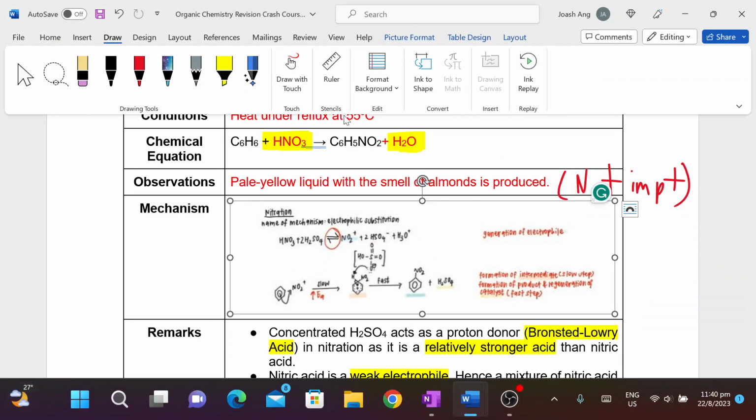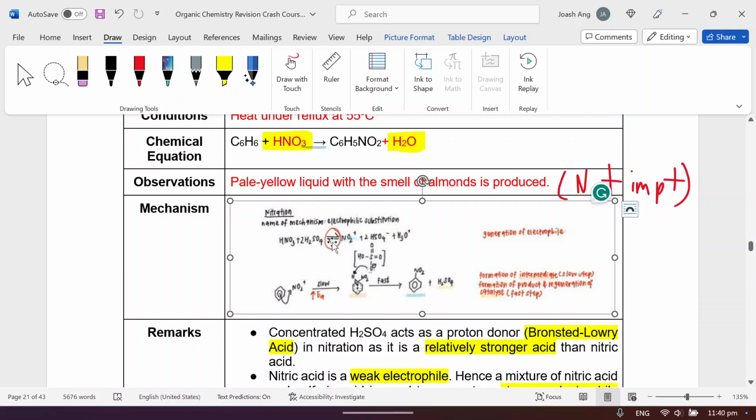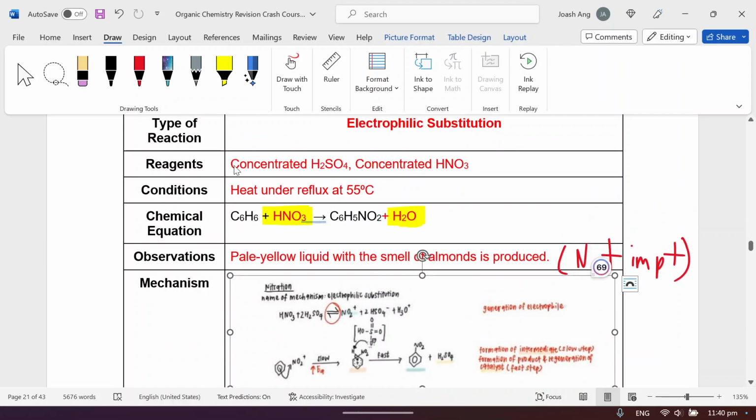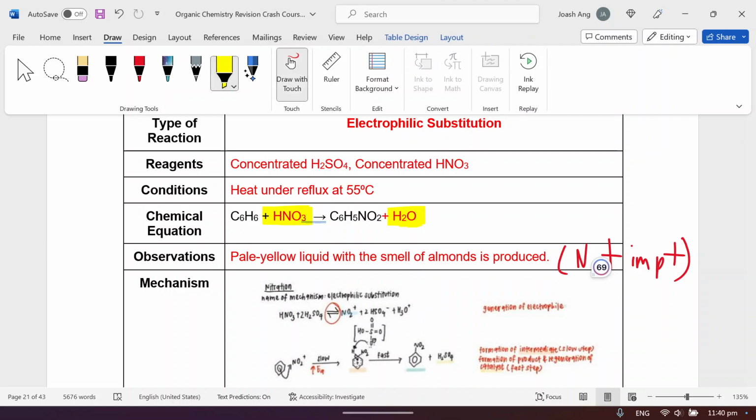And then you can see the NO2 plus is a strong electrophile compared to HNO3. That is why we use very harsh conditions right here, concentrated. It's also to prevent the ionization of HNO3 into H plus and NO3 minus. If that's the case, then you would not have your NO2 plus electrophile being generated. That's why we have to use concentrated.